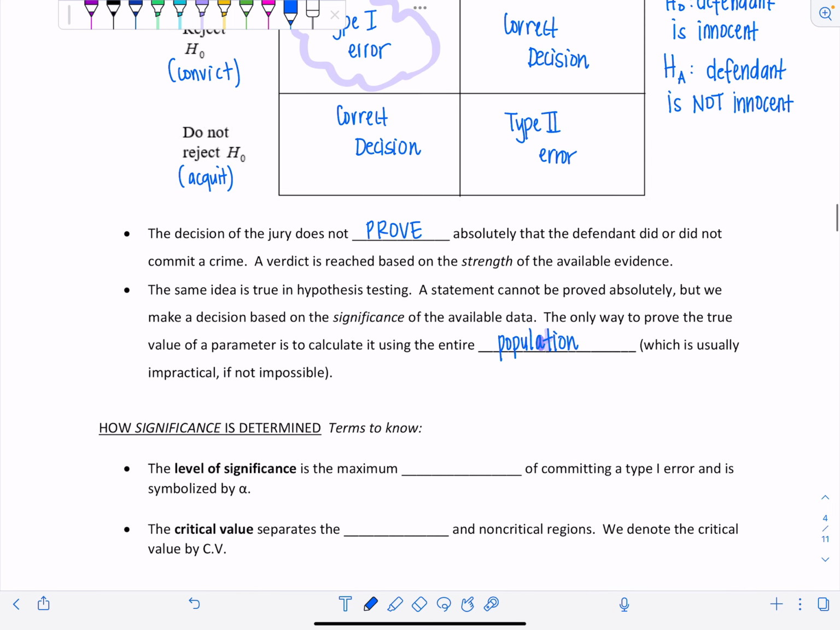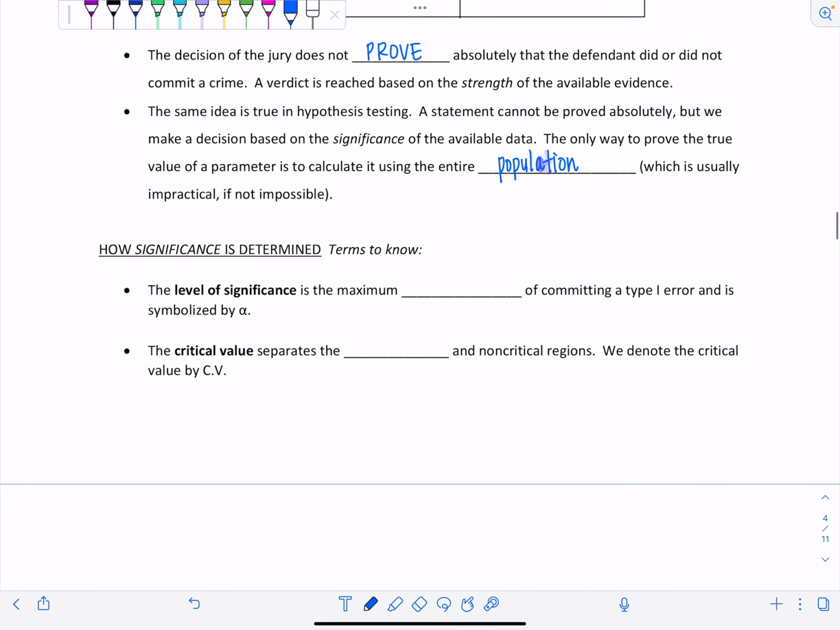So how is significance determined? Terms to know. The level of significance is the maximum probability of committing a type 1 error, and that is symbolized by alpha. So you will see oftentimes in some of your homework exercises, alpha is specified. It's given to you for a hypothesis test.